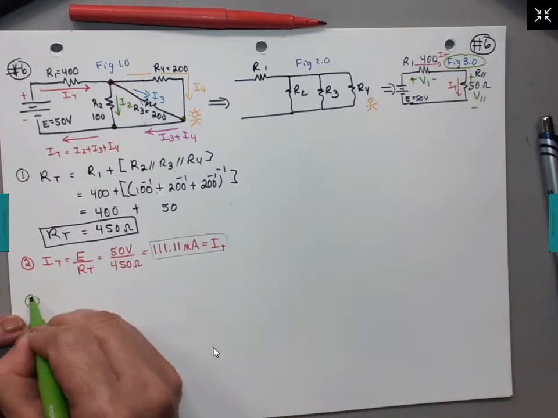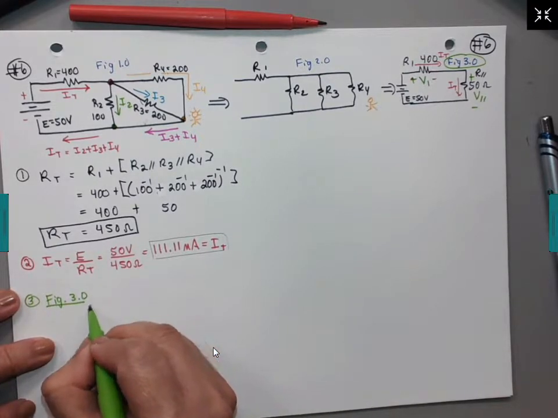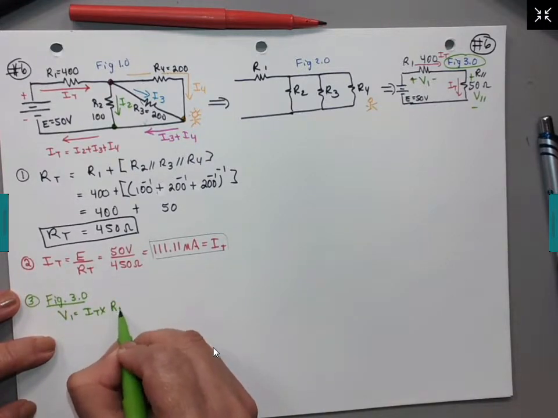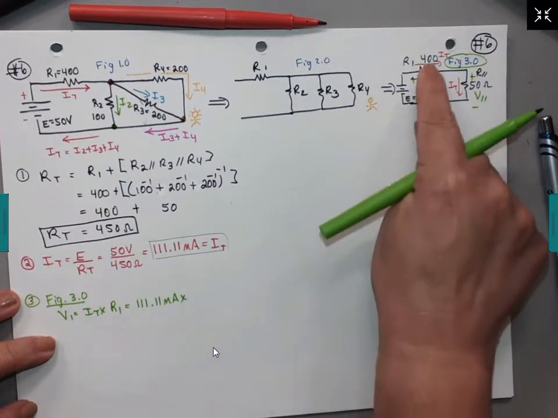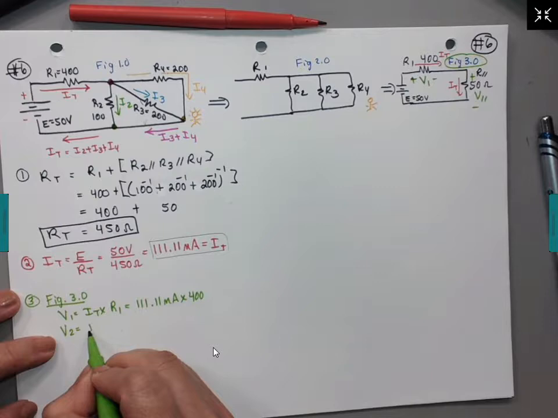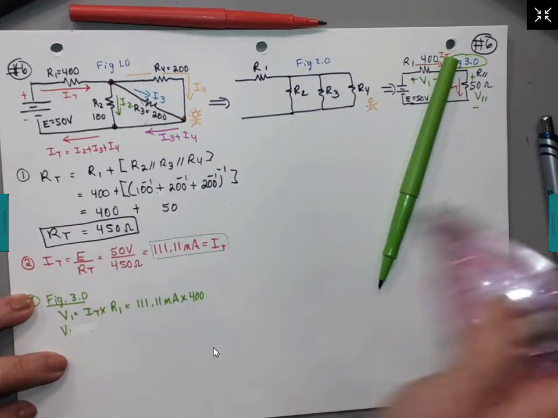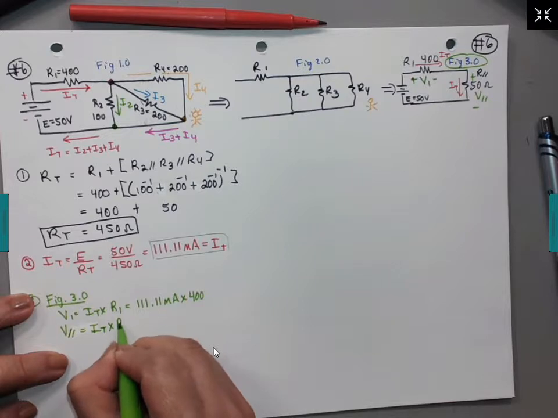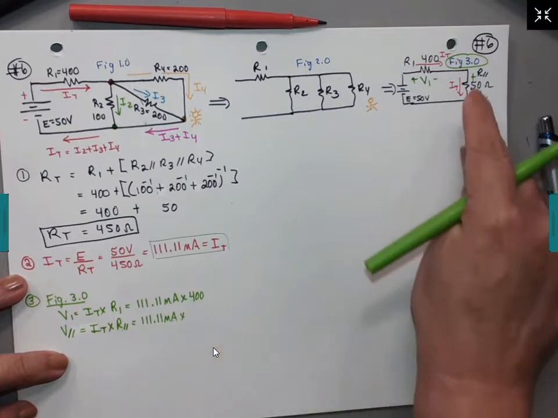So number 3, I'm going to look at figure number 3.0. So I can find V1 by doing IT times R1. So 111.11 milliamps times 400. And then V2 is going to be, I'm sorry, not V2. V2 is right here. It is going to be the same thing, but right now we don't know that. V parallel is equal to IT times R parallel. So he's going to be 111.11 milliamps times 50.